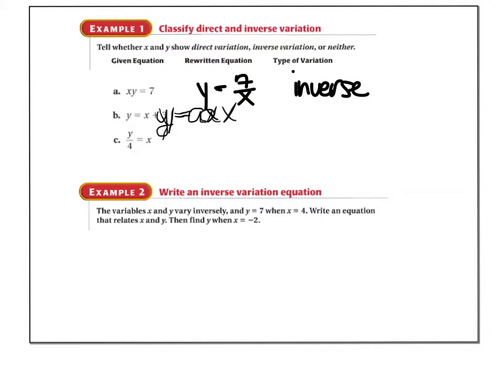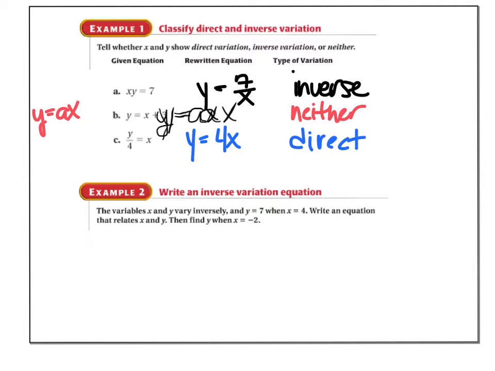The next example, B, is neither relationship. It turns out to be a linear relationship. It is not a direct variation equation because in direct variation, your y-intercept is always 0. So those cannot be made to look the same, and so for that one, you have neither relationship. The final one, C, can be rewritten like y equals 4 times x. In that one you can see that as x gets bigger, y is also going to get bigger. So that is an example of direct variation.